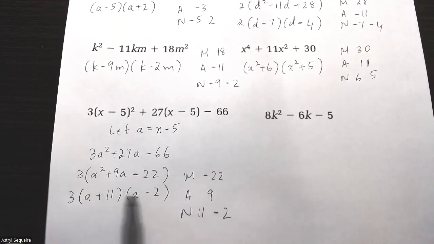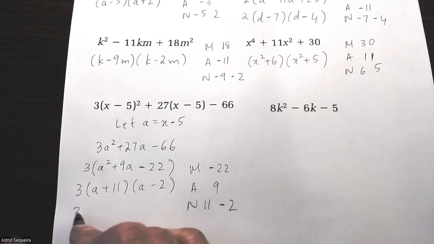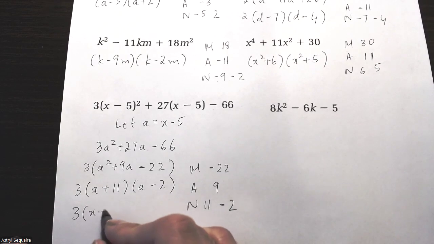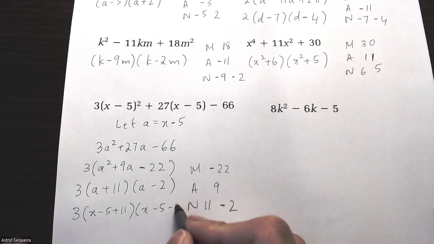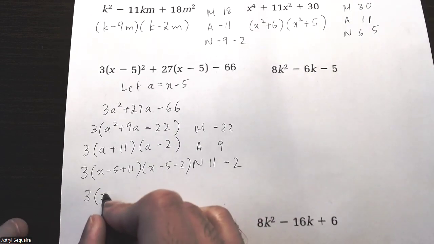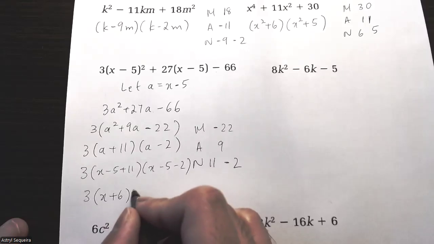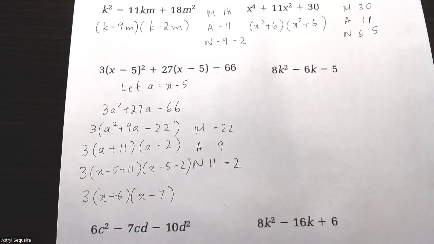But the problem is not complete yet. I have to resubstitute the x minus 5 into this equation. So I'm replacing the a with x minus 5 in both brackets. And then we want to combine like terms inside the bracket. So I'll get x plus 6, x minus 7, and that is my fully factored solution over here.